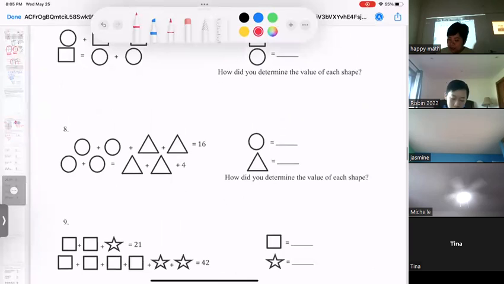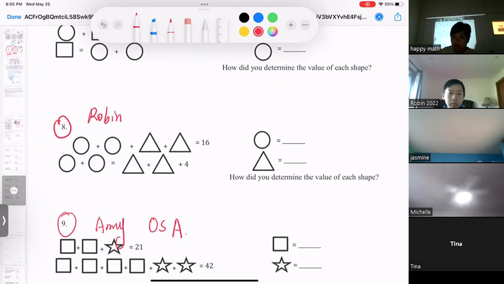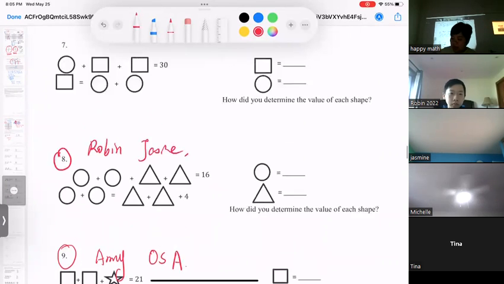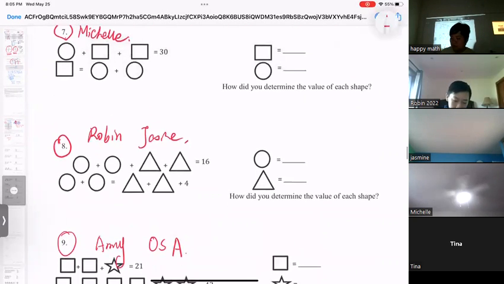Okay, so let's see here. Question 9 is for Amy and Asa. Question 8 is for Robin and Jasmine. And question 7 is for Michelle. 7 and 9.